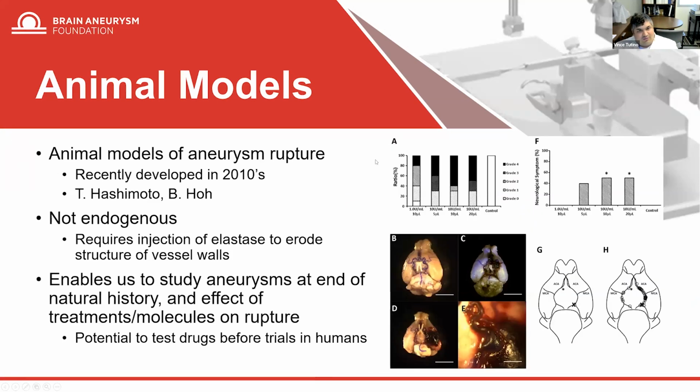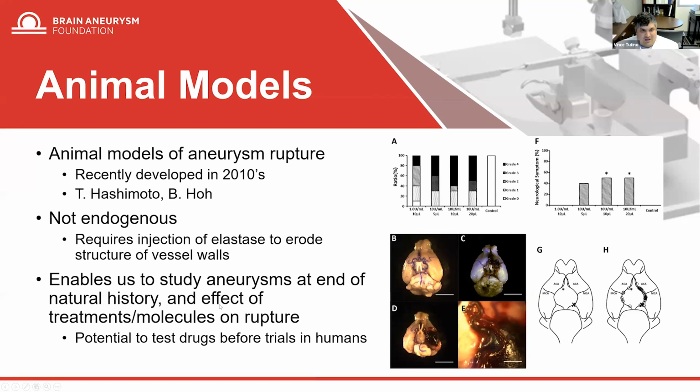But some of the latest developments with animal model work have come in just the last 10 years, where we've been able to make the aneurysms grow further to a point at which they rupture. This was developed by two groups, the Hashimoto group and Brian Ho's group, in the early 2010s. The downside is that these models aren't really endogenous. They're not a response to risk factors, because the way they're formed is you inject an enzyme called elastase, which degrades some of the structural portion of the wall, and it becomes so weak that it can rupture.